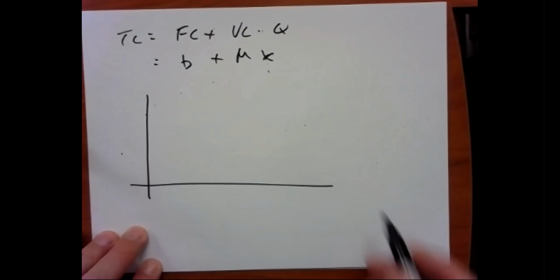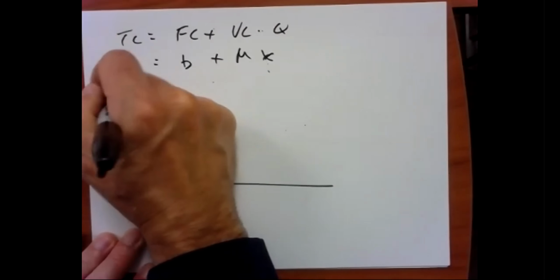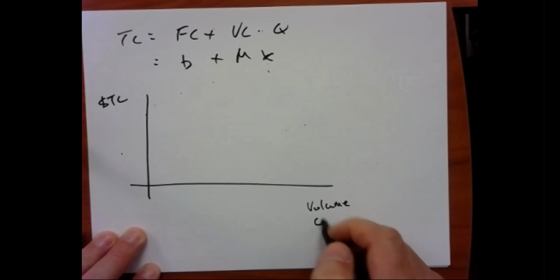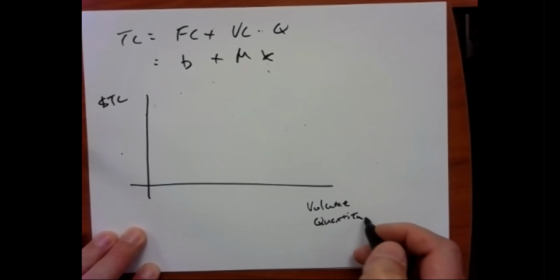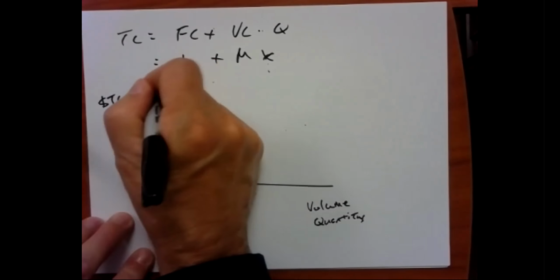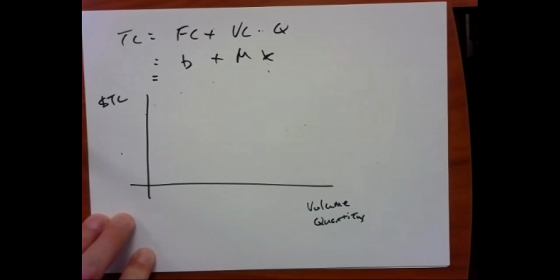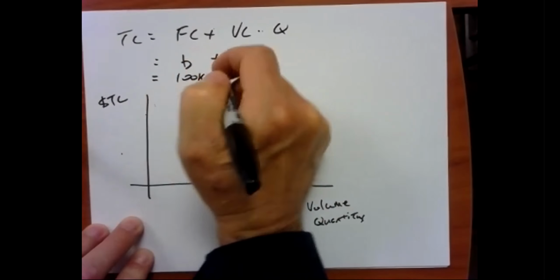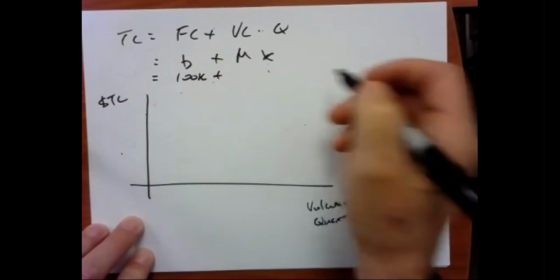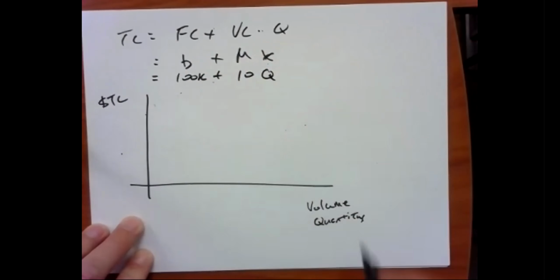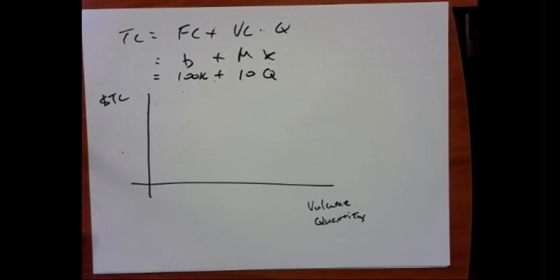So if I graph that, I'm going to want to start, so this is dollars total cost. This is my volume or quantity, either one. So I'm going to graph this now. What's my B value? It's my fixed cost, so how much is that? 100,000. And then my MX, or VC, whatever, is 10Q, right? So graphically, what is this going to look like?